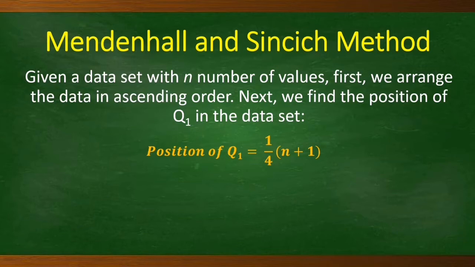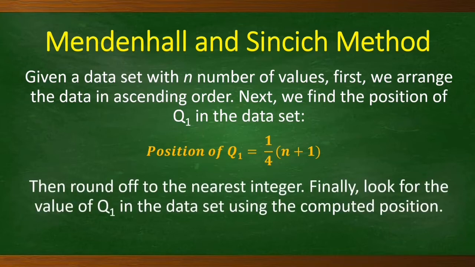As you notice, the numerator of the fraction is 1, which is the same with what quartile we are looking for, the first quartile. Then round off to the nearest integer. Finally, look for the value of the first quartile in the data set using the computed position.